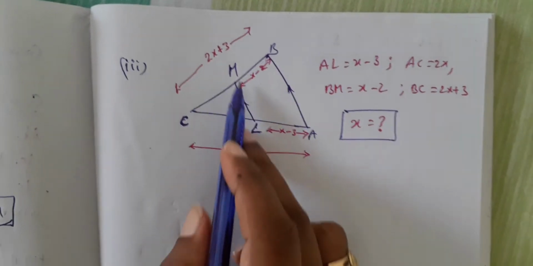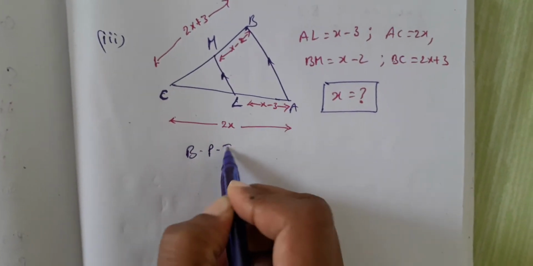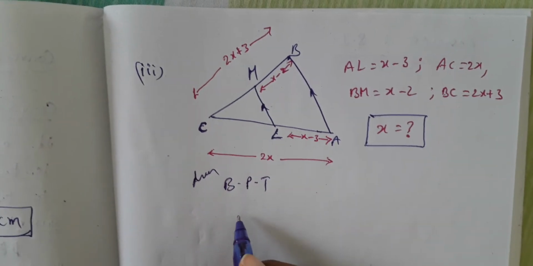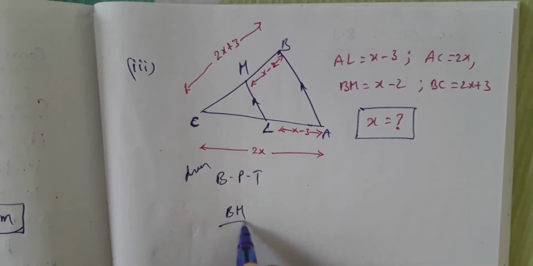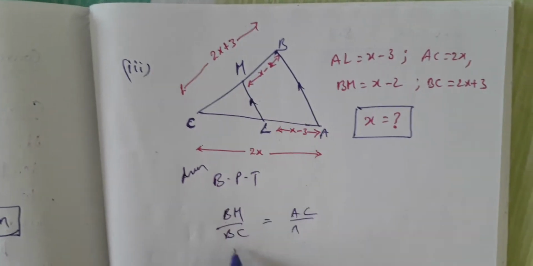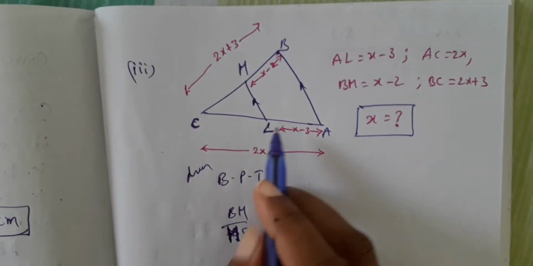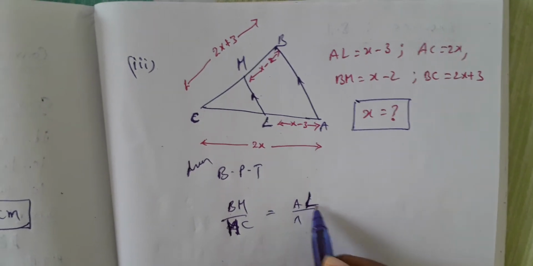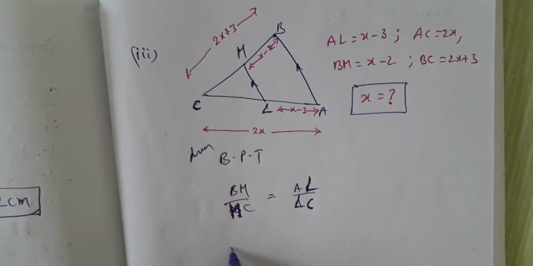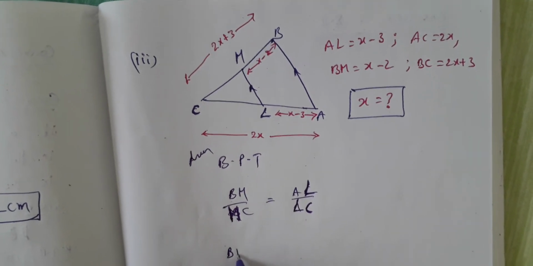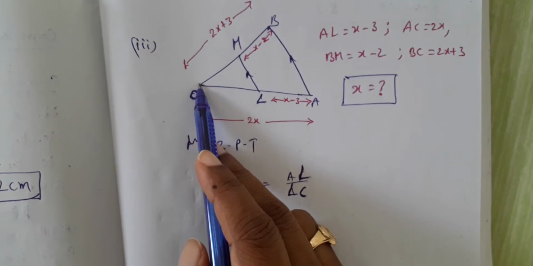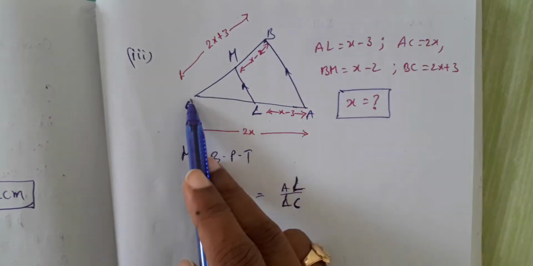Now let us see that one. From BPT, what can we write? BM by BC is equal to AL by AC. Actually BM by MC is equal to AL by LC. Now BM as it is, by MC. We don't know what MC is. So like in the previous problem, it can be BC minus BM.